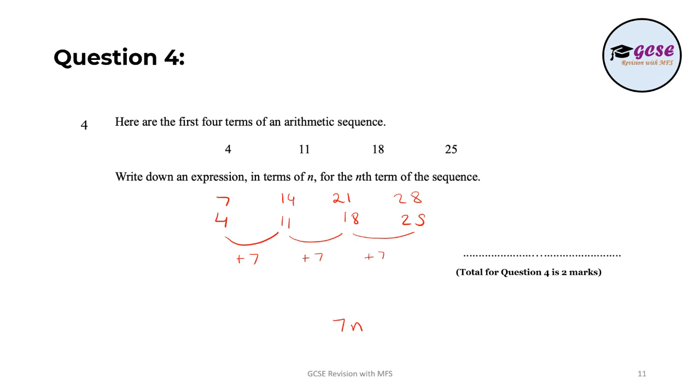Now we're going to compare how we get from the 7 times table to our sequence. So 7 to get to 4, we subtract 3, 14 to get to 11, we subtract 3, 21 to get to 18, we subtract 3, 28 to get to 25, we subtract 3. Okay, so our final answer is going to be 7n subtract 3. To check our answer, we can substitute in 1 in the place of n, we should get 4. If we substitute in 2 in the place of n, we should get 11. If we substitute in 3 in the place of n, we should get 18, and so on.